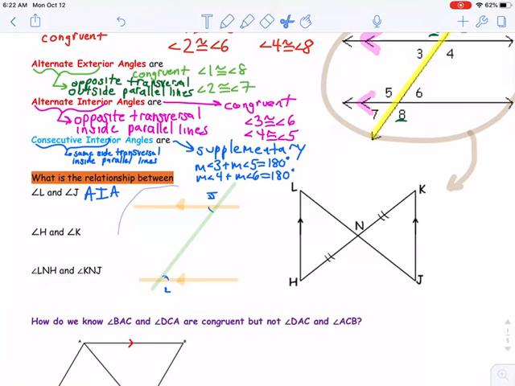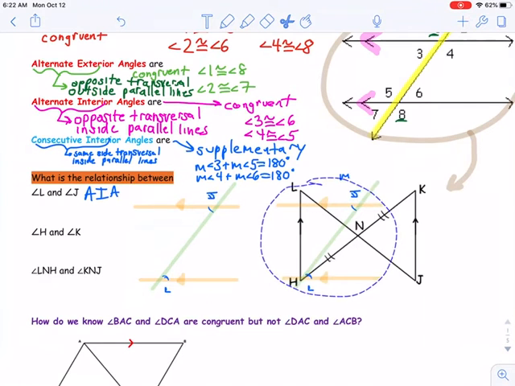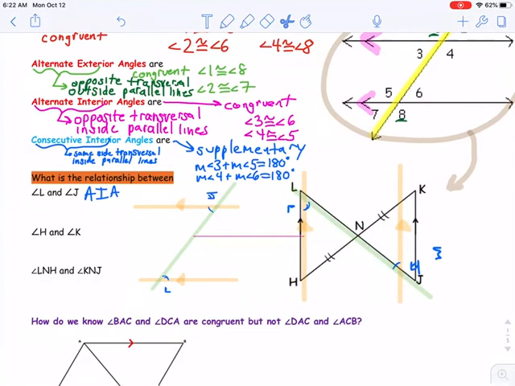Again, let me copy, paste. I'll put that back to where it was. Do you see how all I did was rotate this picture? And in fact, we're going to be working on rotations in the next unit as well. So the relationship with L and J are alternate interior angles, and so they're congruent.